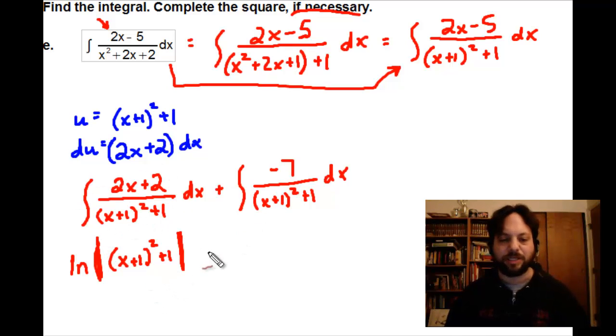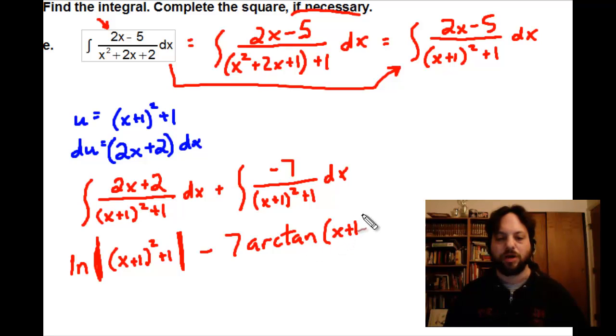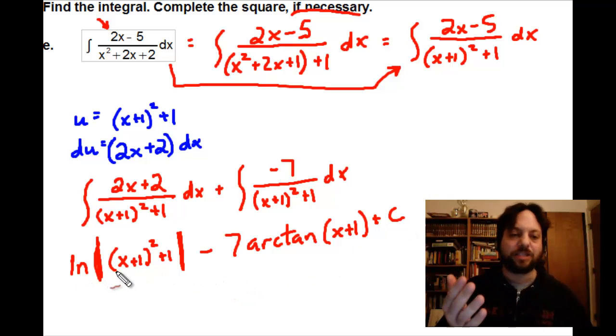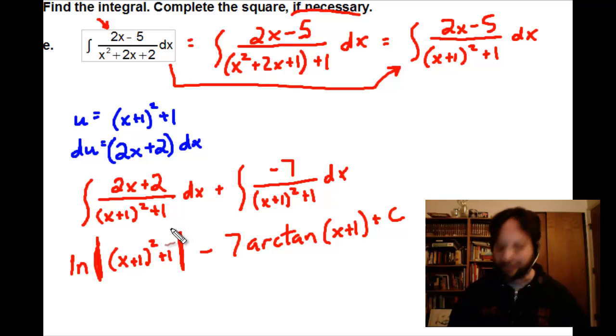And then the next part, this integral, will actually say minus 7 times the arctangent of quantity x plus 1 over 1, and then plus c. So there is my final answer. Again, this could be in absolute values. It doesn't necessarily need to be, because this value is always going to be positive anyhow. There's no value of x that will make this negative.